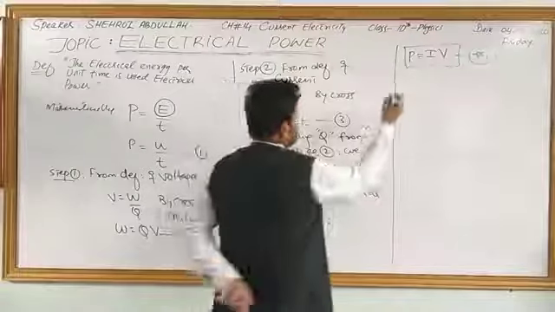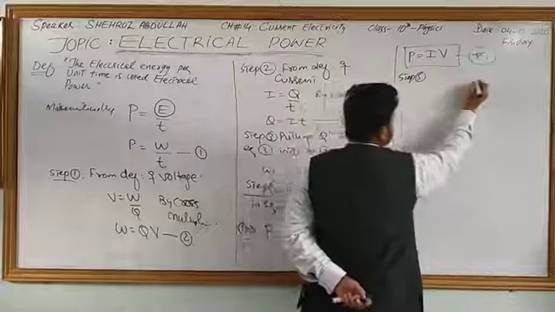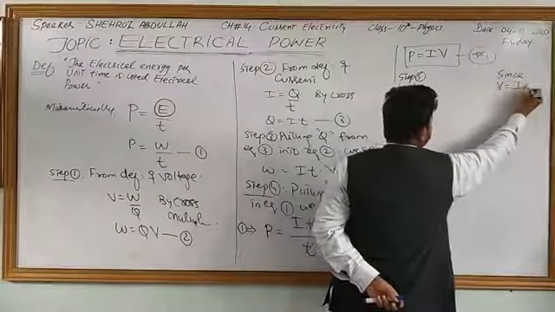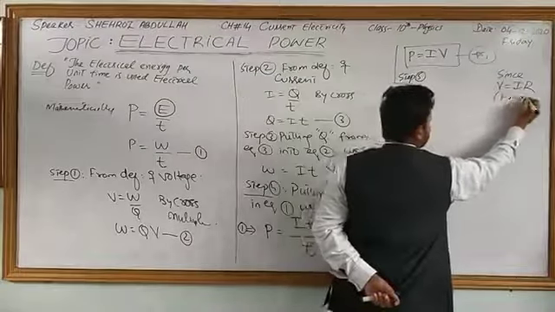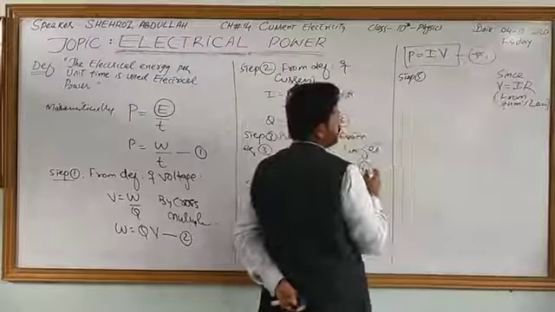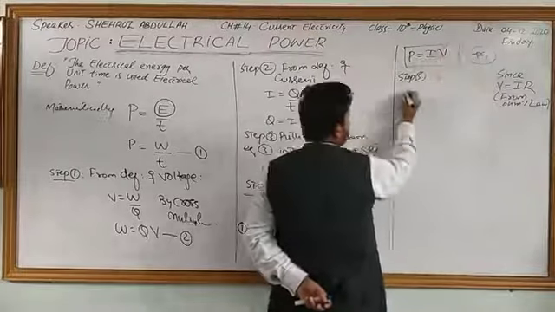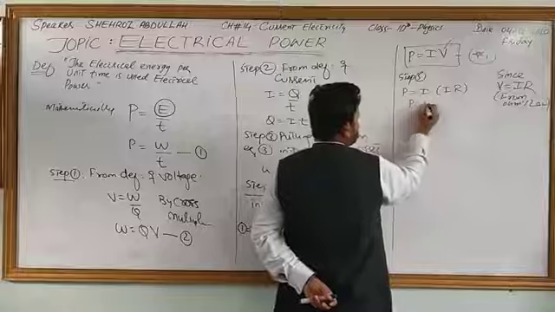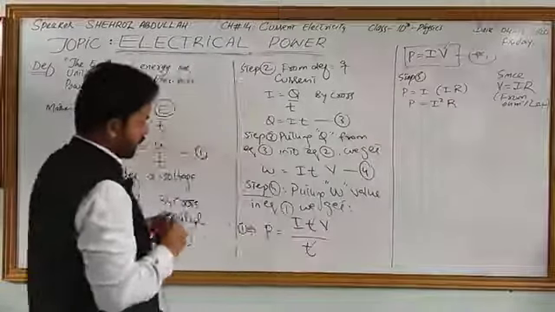Now, coming towards step number 5. Since we know that V is equal to IR from Ohm's law, just putting the value of V here, we can write that P is equal to I into IR. So I will get I square R. This is equation number 2.